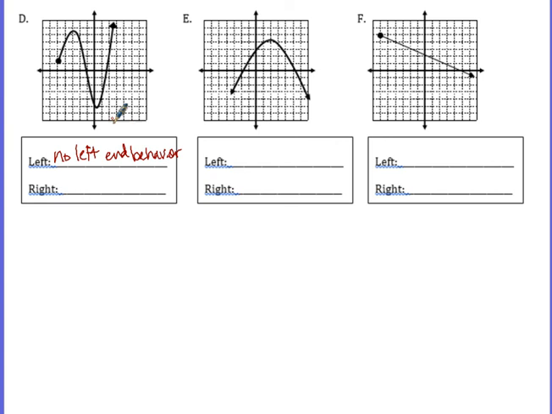On the right-hand side, as we move further and further to the right, as x values go out to infinity, what's going on? It's going up, up, up. So we must say y is going to positive infinity as well.